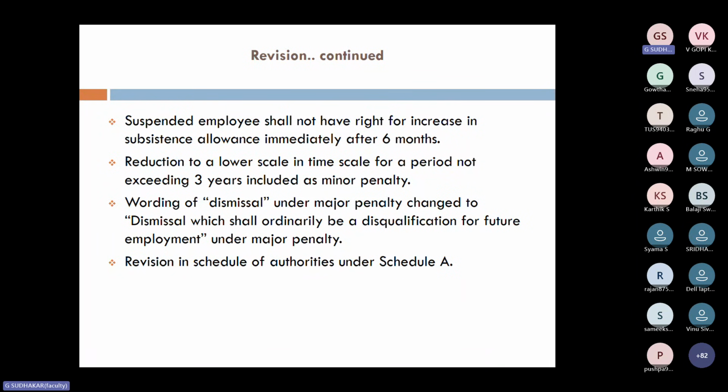Then the wording of dismissal, very important. The wording of dismissal under major penalty was changed to dismissal which shall ordinarily be a disqualification for future employment. The dismissed employee will not get any future employment elsewhere. So under major penalty, that was revised. And there was a revision in the schedule, that is, who is the disciplinary authority, who is the appellate authority, who is the memorial authority. So this is the nutshell of the CDA rules.